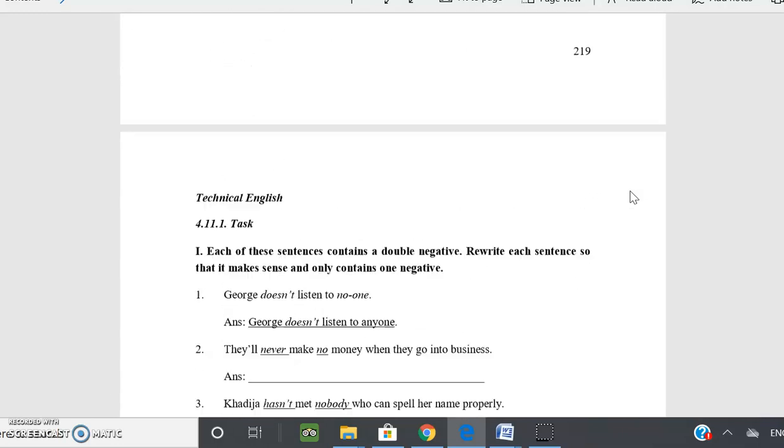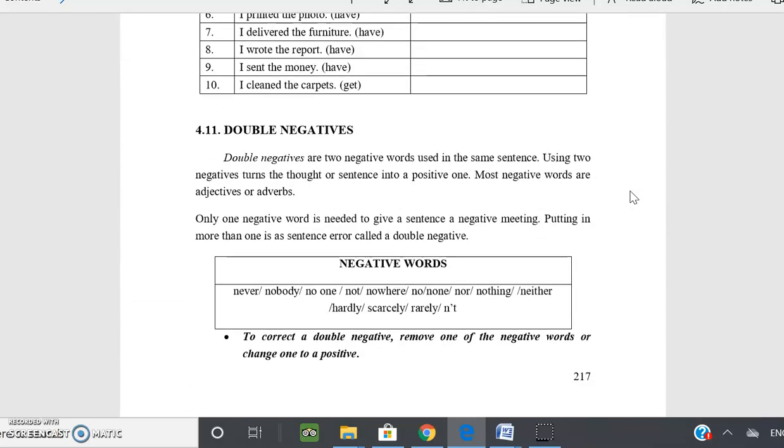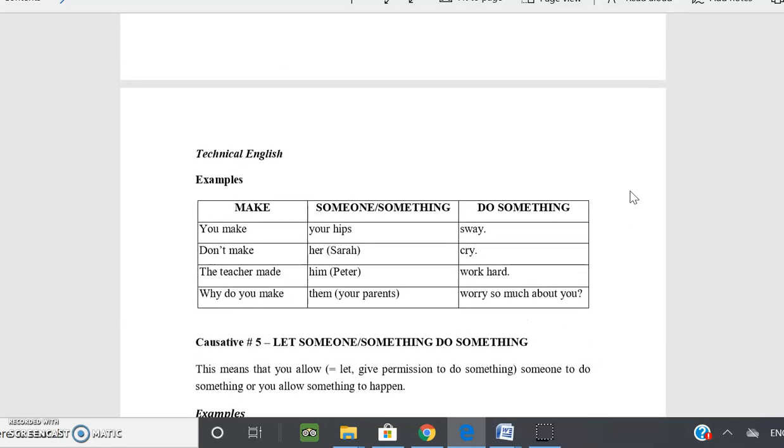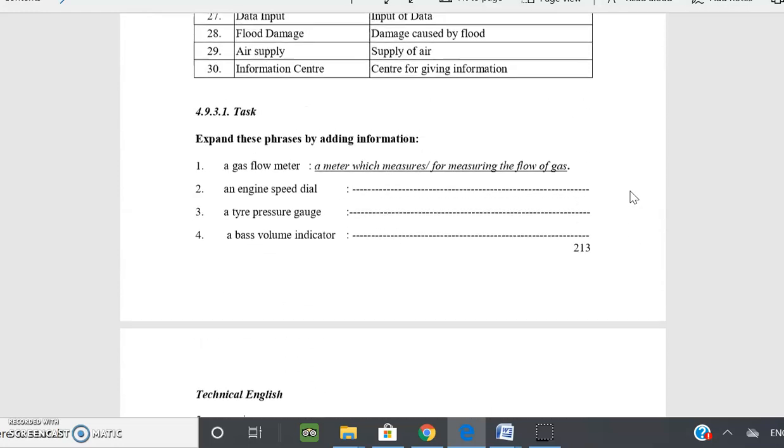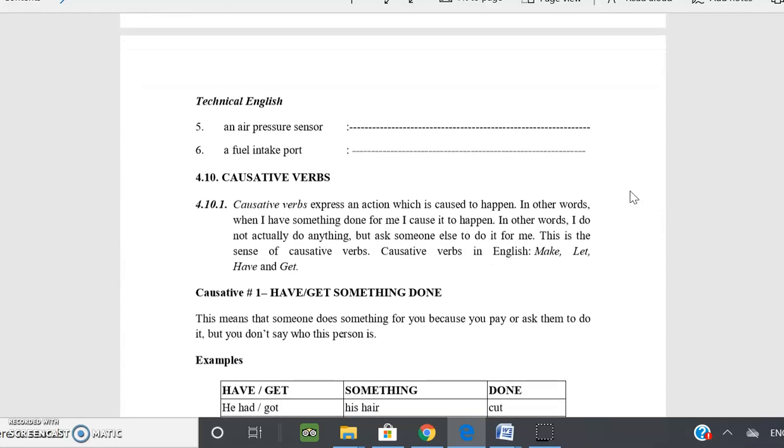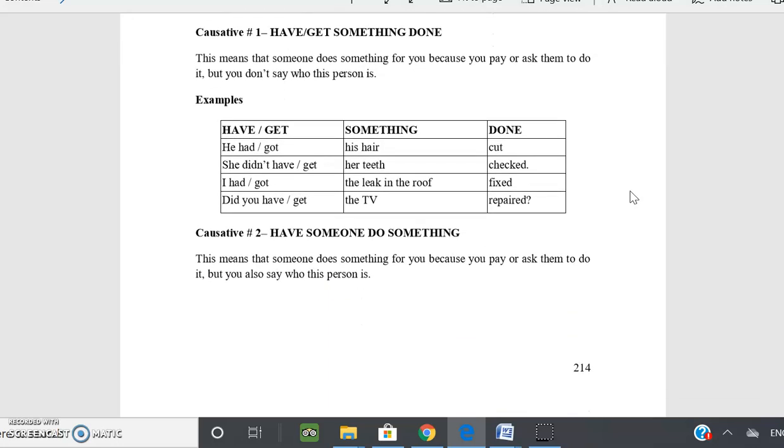Okay, so what have we discussed so far? We have discussed definitions from page 208. Then we have done compound nouns, then double negatives, and also causative verbs. Hope you have understood. Please go through the textbook. If you have any doubt, maybe you can listen to the discussion and look up more online sources for everything.